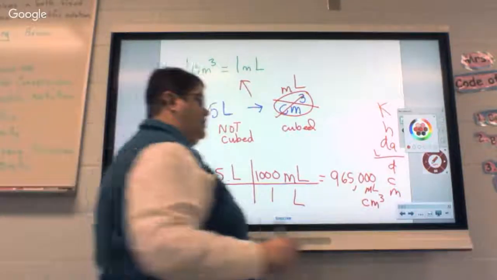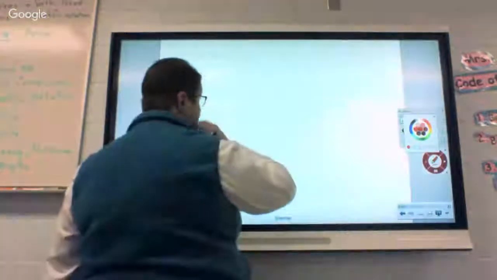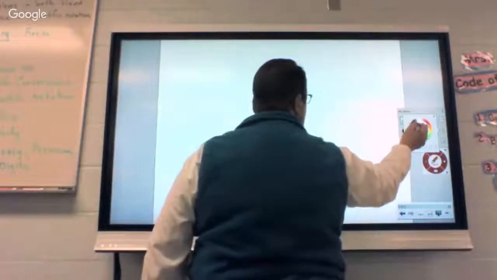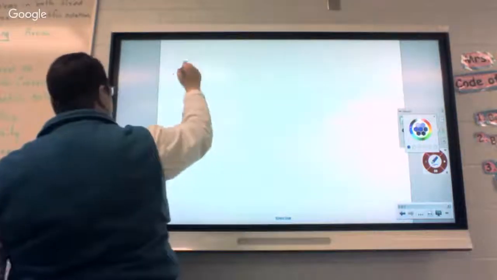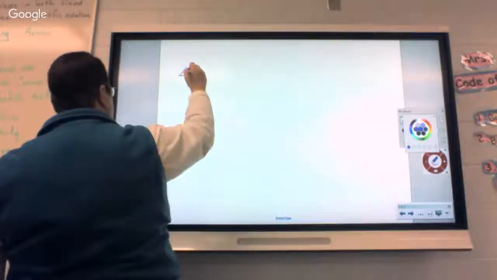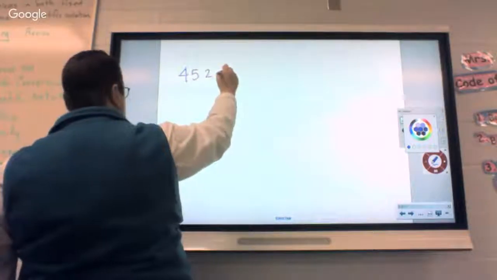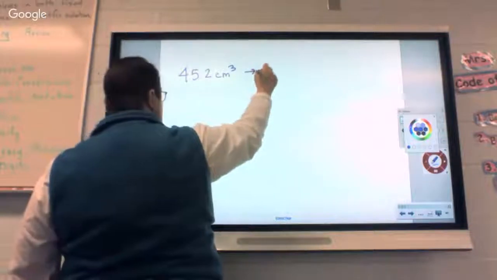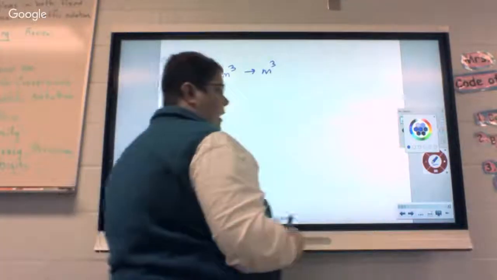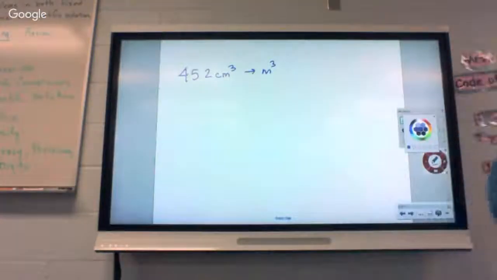Okay, so let's talk about something else we didn't get to yesterday. Suppose that I gave you 445.2 centimeters cubed, and I wanted to change it to meters cubed. Now, what makes this question different from the one we just worked?